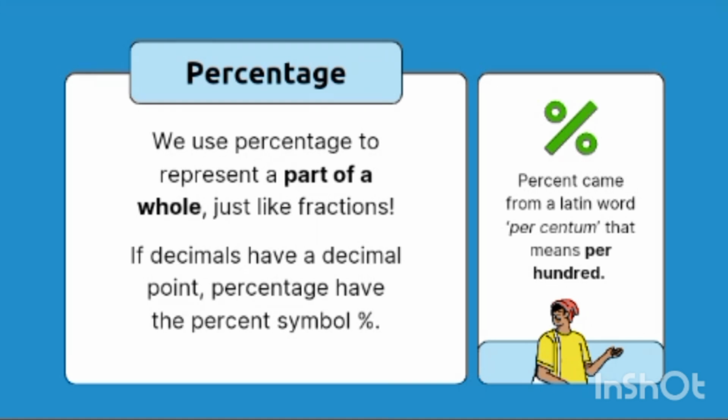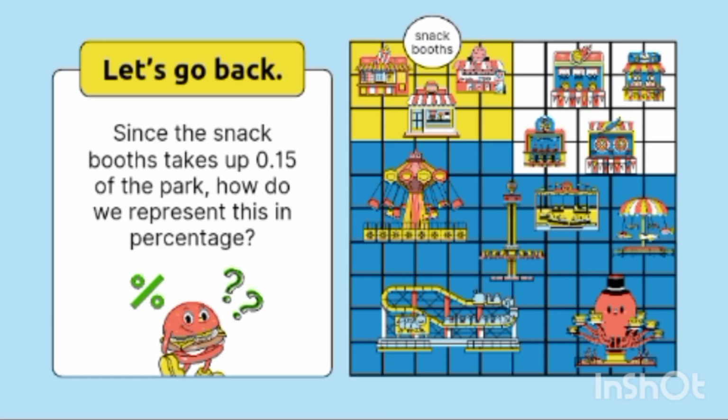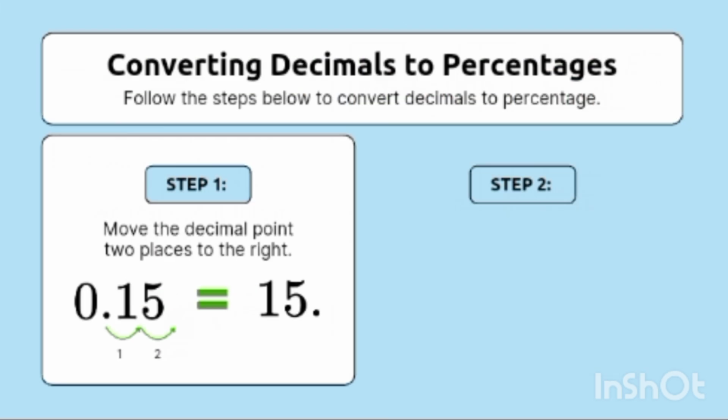Now we have percentage. We use percentage to represent a part of a whole, just like fractions we did in our last video. If decimals have a decimal point, percentages have the percent symbol. Percent came from the Latin word percentum, which means per hundred. Let's go back to our question, which was: since the snack booths take up 0.15 of a park, how do you represent this as a percentage?